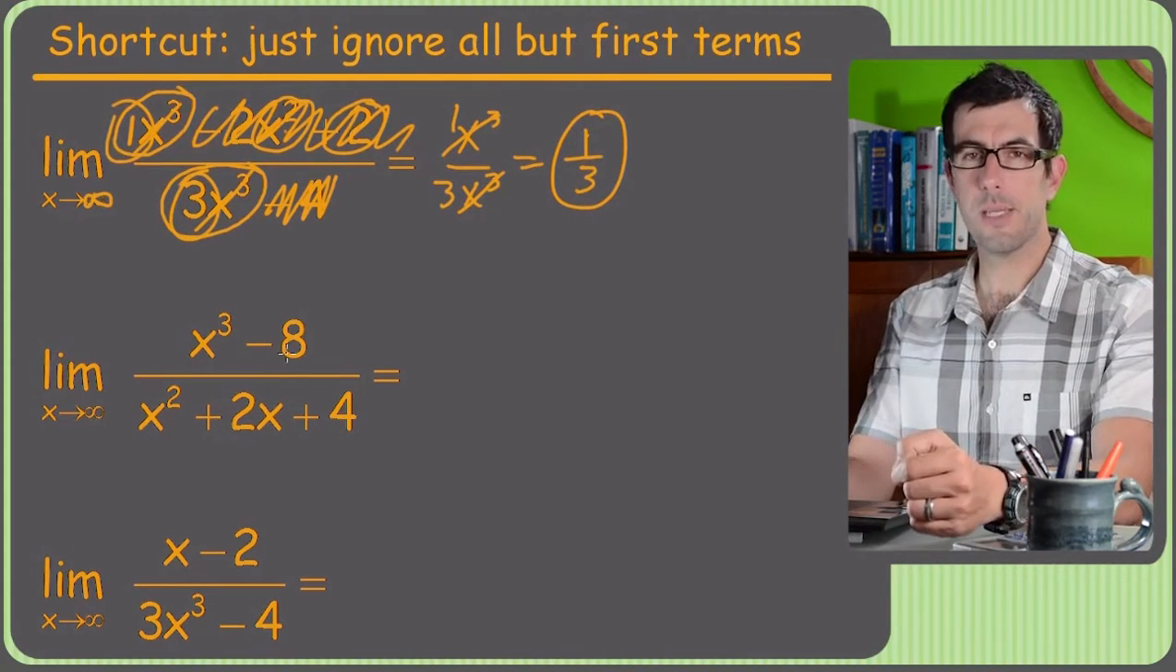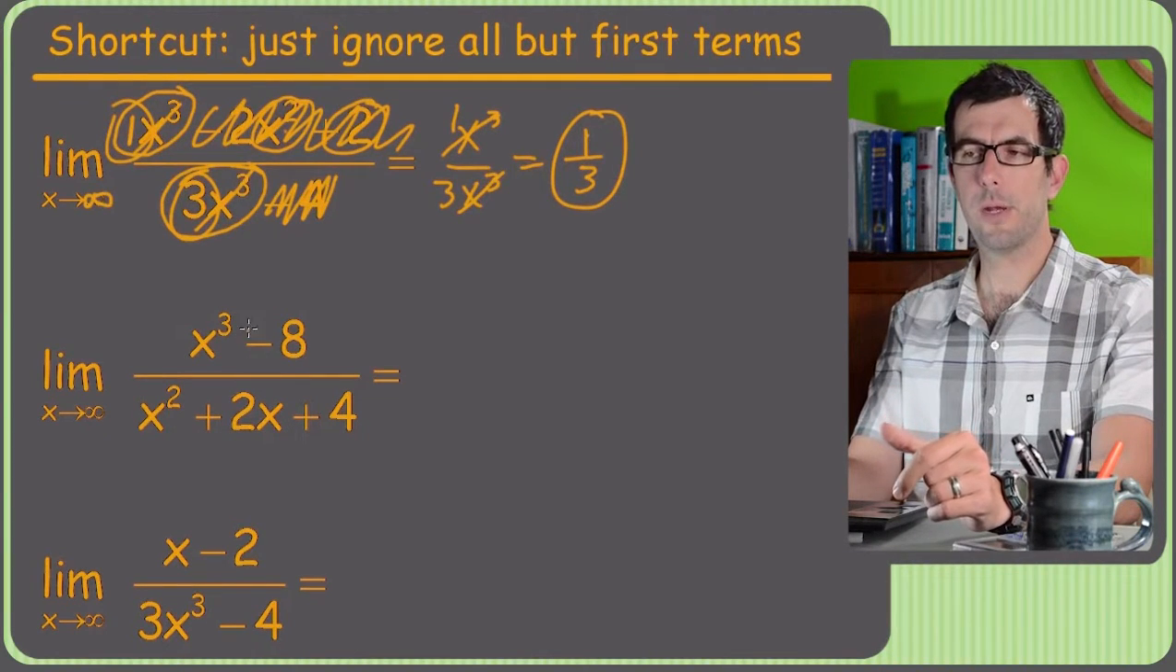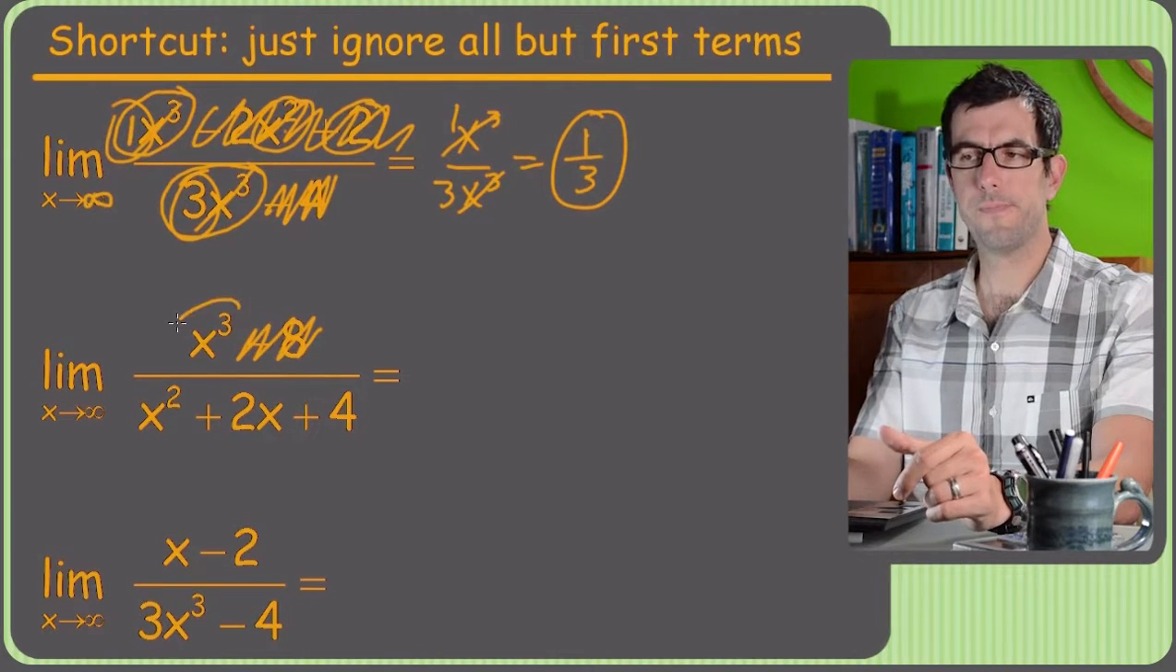All right, we'll do the same thing in this next problem. We're going to ignore everything except the highest power in each of the denominator and the numerator. So upstairs, x cubed versus 8. X cubed is the big number.